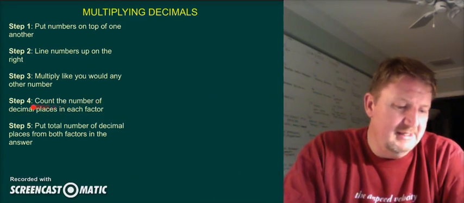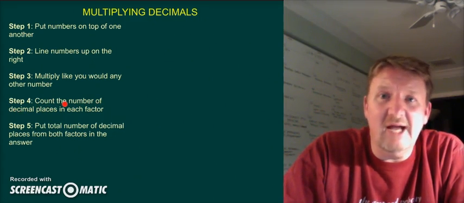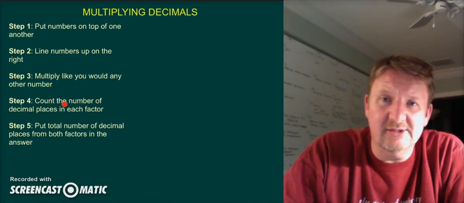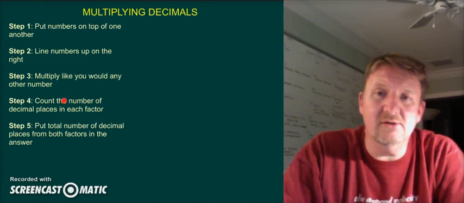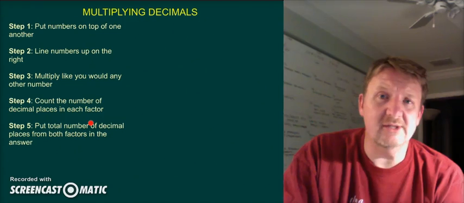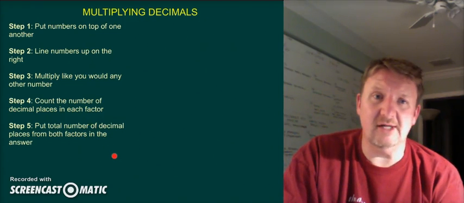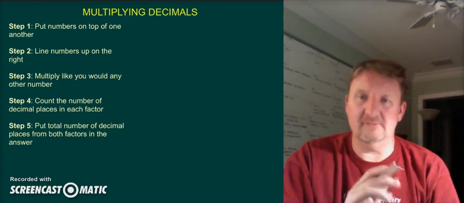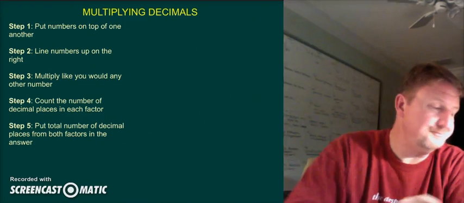Then, once you're done multiplying, you count the decimal places in both factors, or all the factors. And you add them together, and then you put the total number of decimal places from both your factors into your answer. Like I said, I'm going to do an example right now.